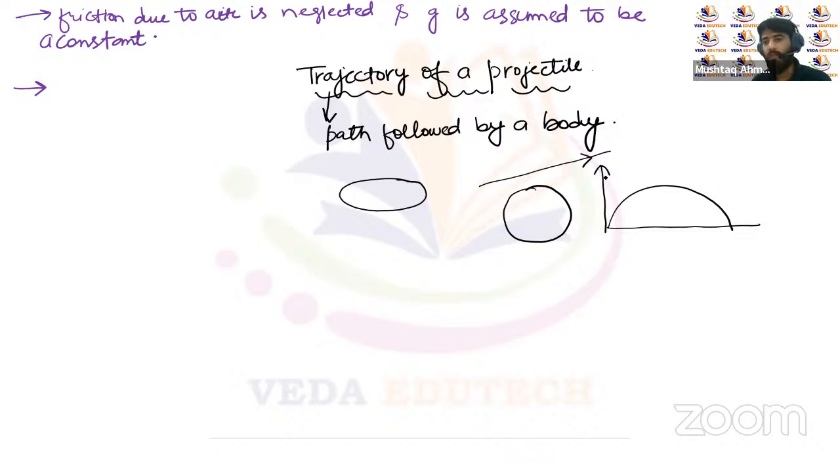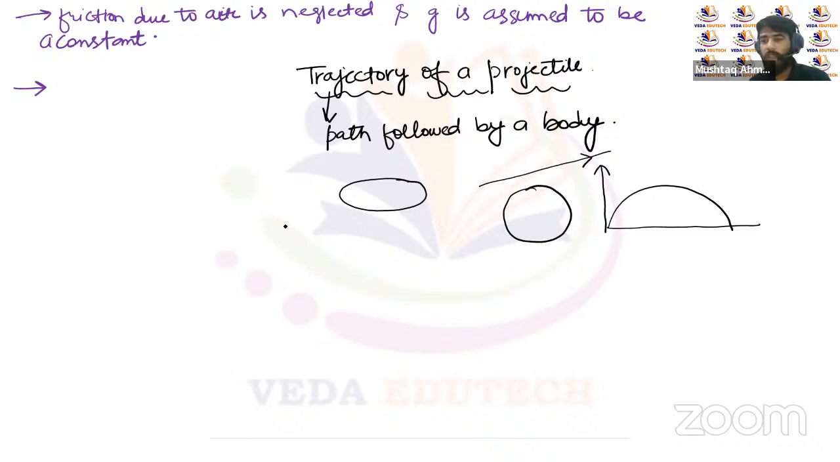Similarly, here we have to calculate the path, or the equation that defines the path of this body, that shows the path of this body is actually parabolic, right? We have to prove that, we have to show that this is a parabola. So we'll be calculating the trajectory of a projectile.